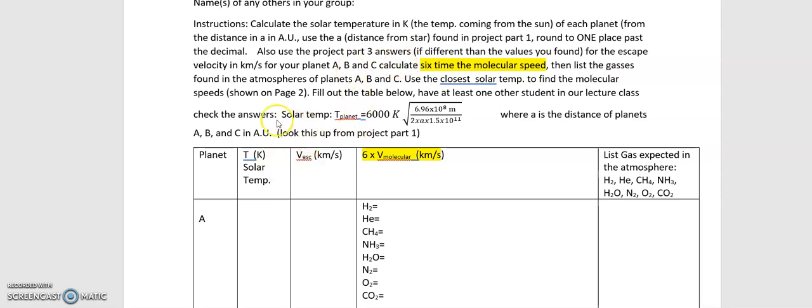All right, so the basic idea is to take the distance that your planet is. So you're going to do it for your planet A, planet B, and planet C. If you look up in project part 1, it'll give you the distance that your planet is from its sun, its star, and so you just look that up, and that A goes right here in this equation. All right, so it's literally as simple as that.